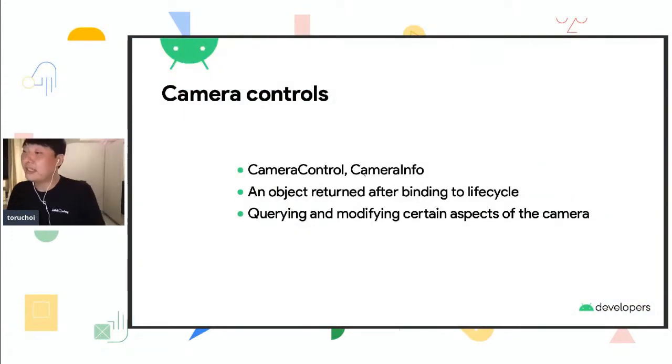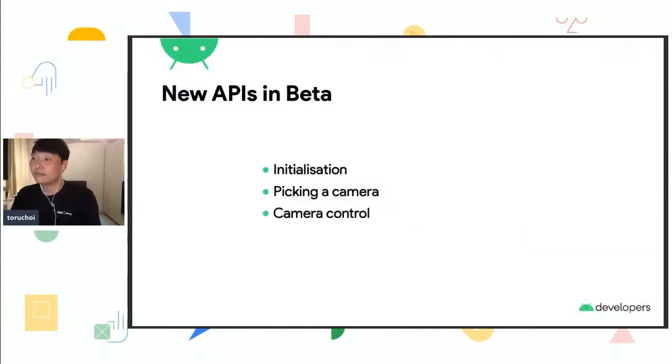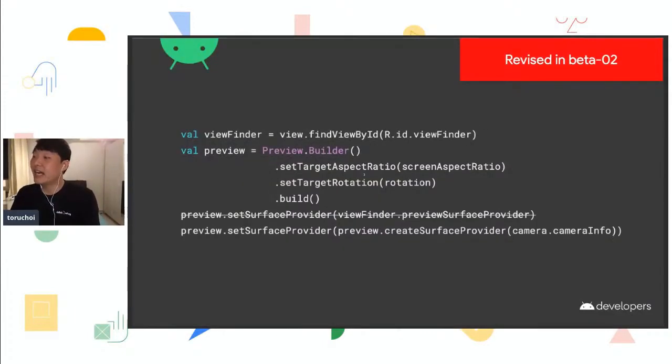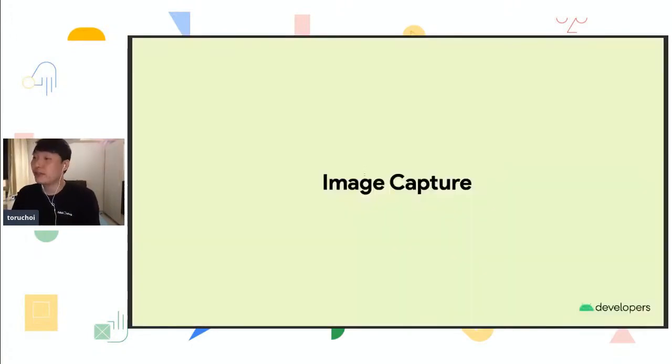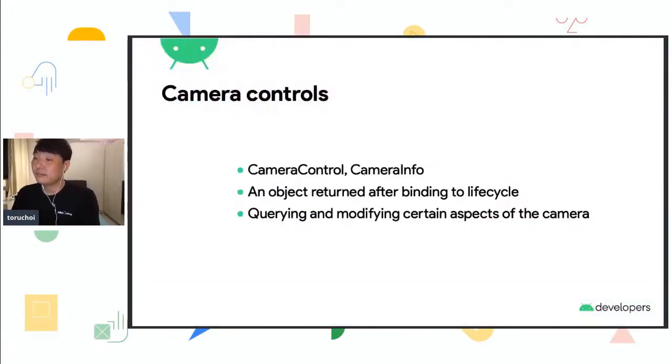Okay, in the previous slide, we saw some camera info, right? When initializing the preview here, can you see that camera info, right? That is equivalent to this. To this camera info and camera control. Camera control and camera info classes are objects. These are able to be given by binding all the use cases. We'll talk later, but I just want to share here.